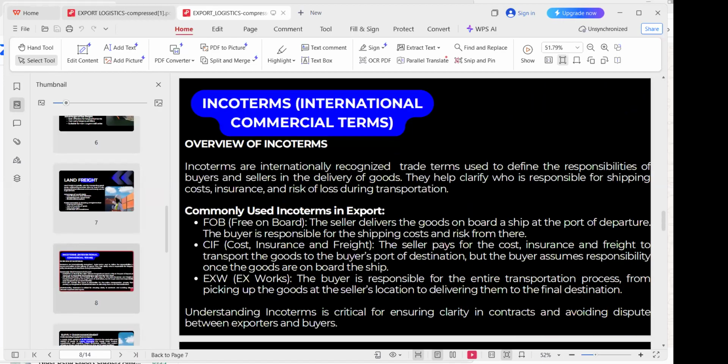Incoterms. Incoterms are internationally recognized trade terms used to define the responsibilities of buyers and sellers in the delivery of goods. They help clarify who is responsible for shipping costs, insurance, and risks of loss during transportation. In logistics, Incoterms are often used to regulate the rights and obligations when shipping goods.